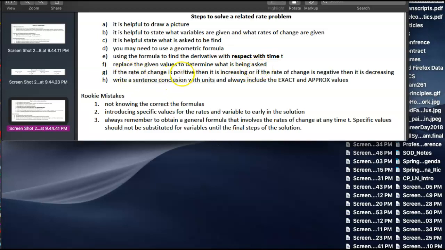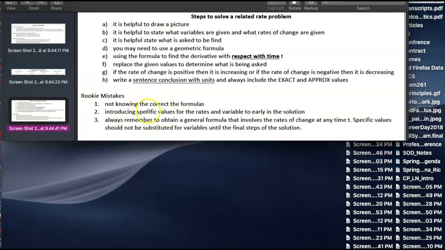If the rate of change is positive, then that quantity is increasing. If the rate of change is negative, then it is decreasing. So we never use negative values in our final answer. We will use the word increasing, or we would use the word decreasing. And then it's important that we write a sentence conclusion that contains units. A lot of times the units are not there, so I have to take off points, and we're going to state both exact and the approximated values.